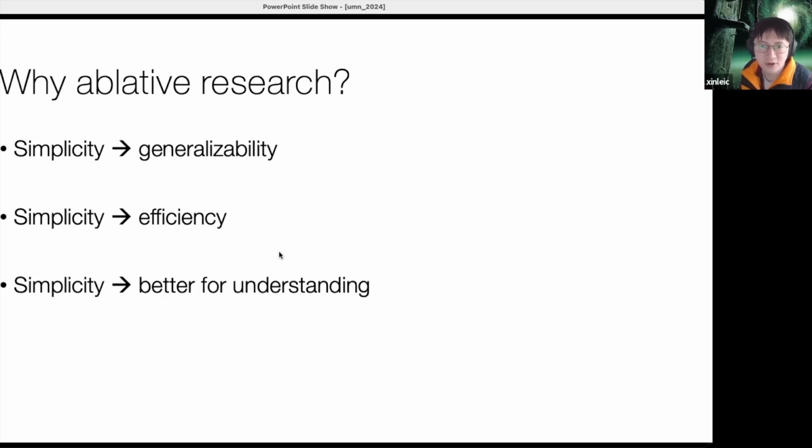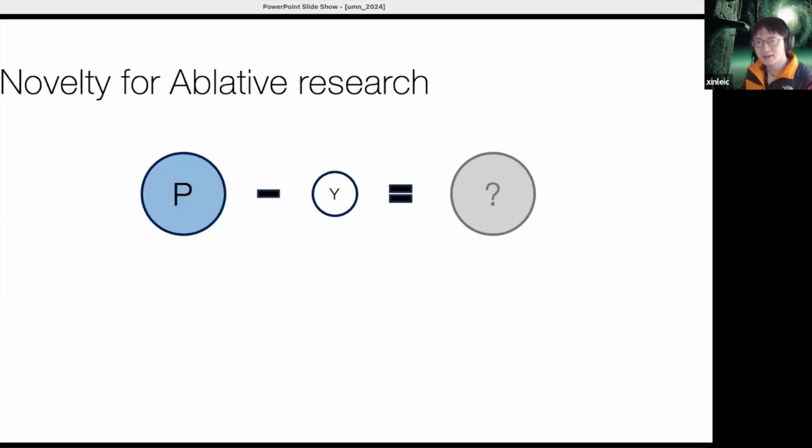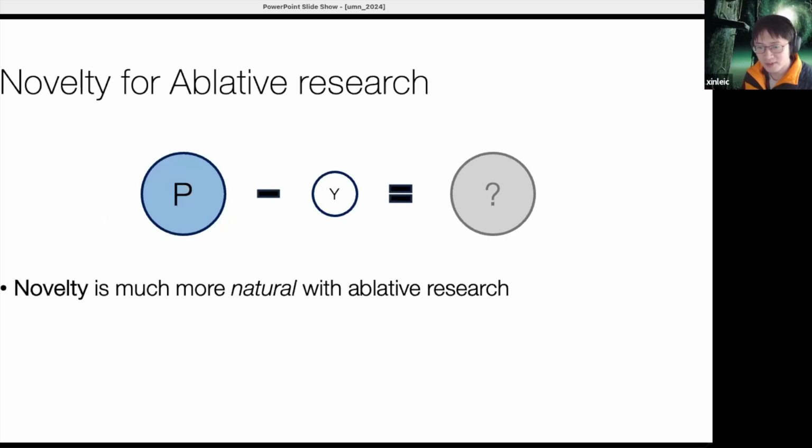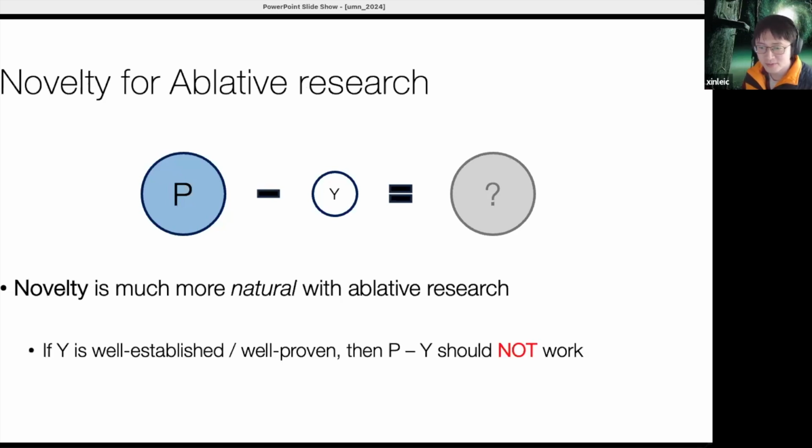It can also be very good for scientific understanding because if we have fewer components in the pipeline, it would be well suited for understanding the role of each component in the pipeline. And in terms of novelty, I think this is a big advantage compared to additive research, that novelty is much more natural with this ablative type of research.